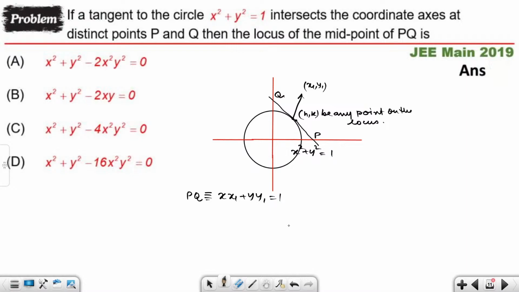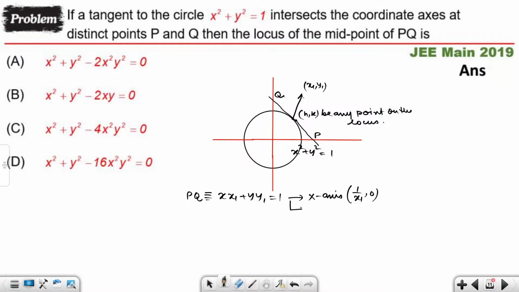Am I correct or not? Please tell me. Yes, sir. Okay, so this is the equation of the tangent. Now, where it is intersecting the x-axis, put y equals 0. So we are getting that it is intersecting the x-axis at (1/x1, 0).